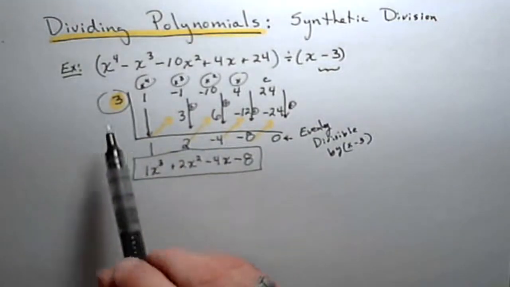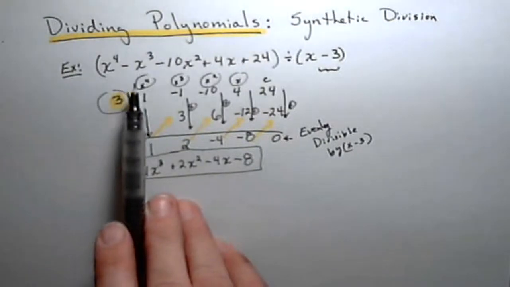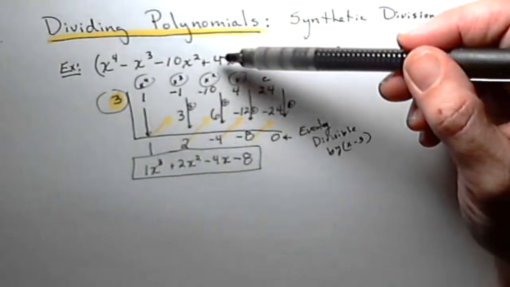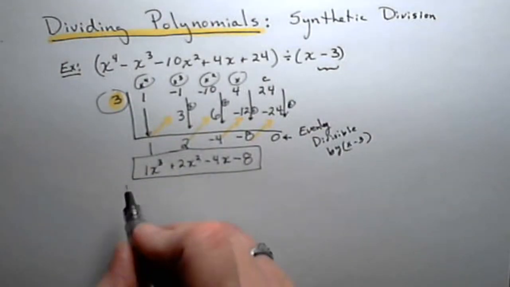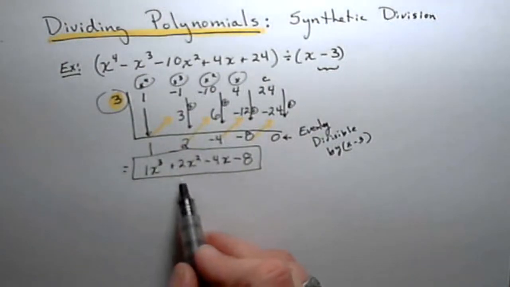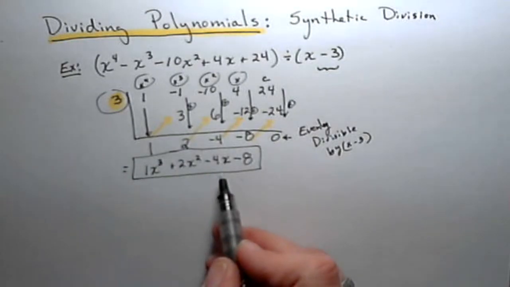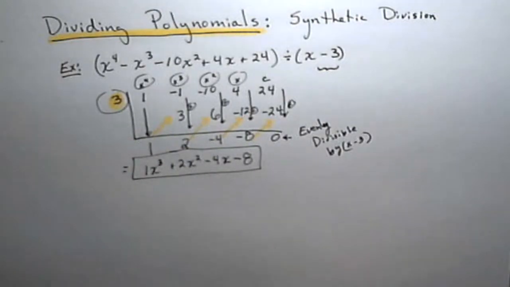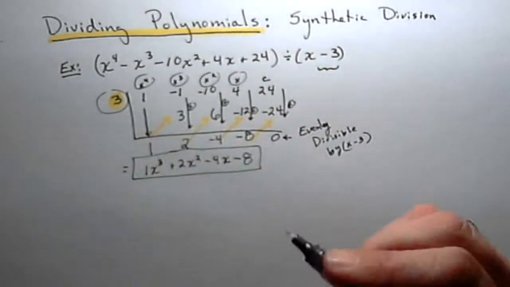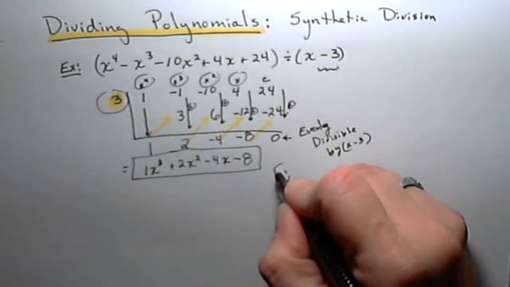So the result of x to the fourth minus x to the third minus 10x squared plus 4x plus 24, all divided by x minus 3, equals x to the third plus 2x squared minus 4x minus 8. It's an unusual way to do these problems, but it works.